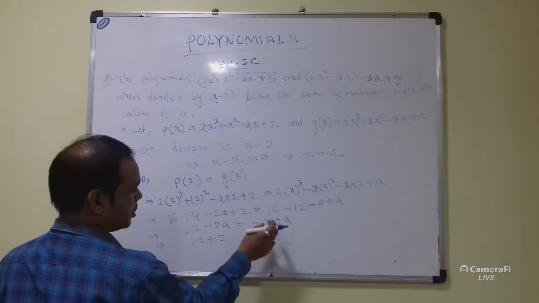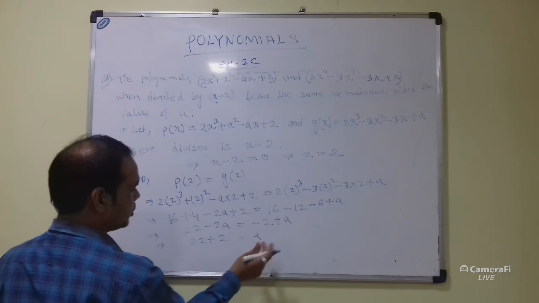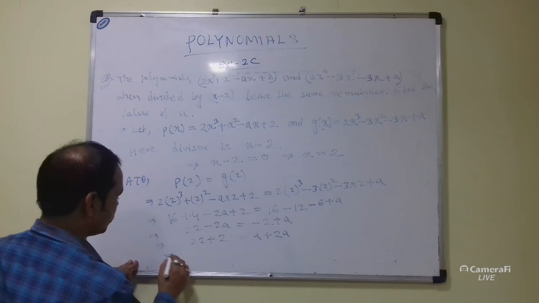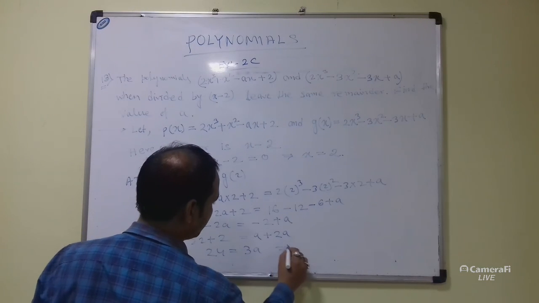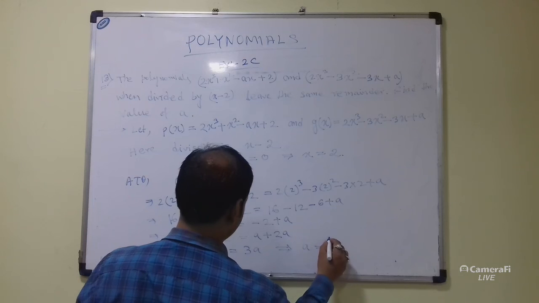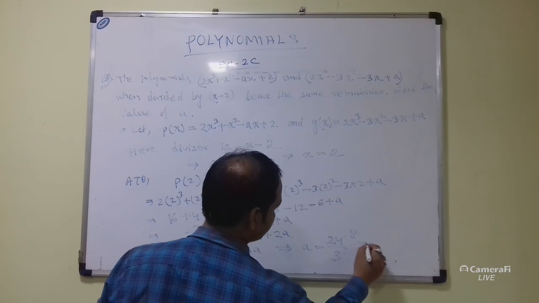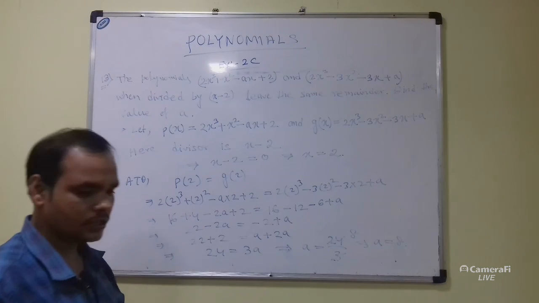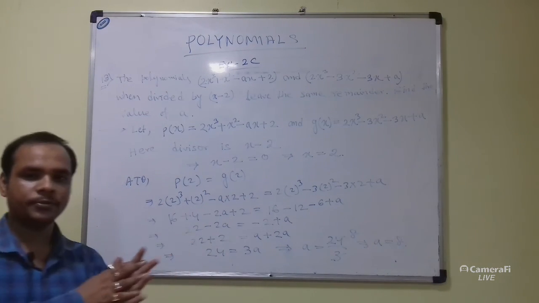Now calculate it. 22 plus 2: when we transfer minus 2 to the left hand side, it will be plus 2, and when we transfer minus 2a to the right hand side, it will be plus 2a. So 24 equals 3a. So this implies a equals 24 by 3, so a equals 8. Okay students, I hope you understood how to find the value of a.